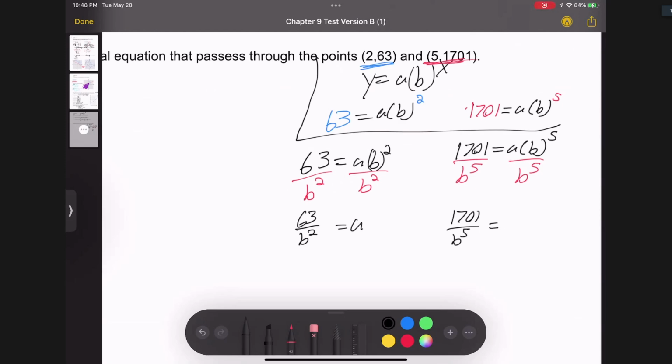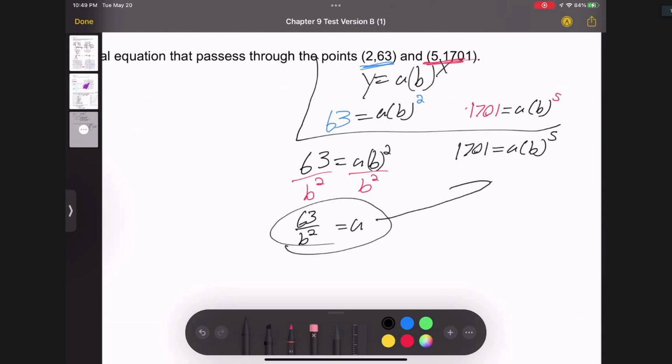Going so fast, I'm not even thinking. Again, I want to plug this equation into this second one.